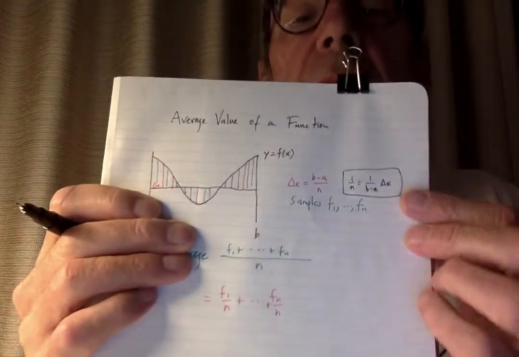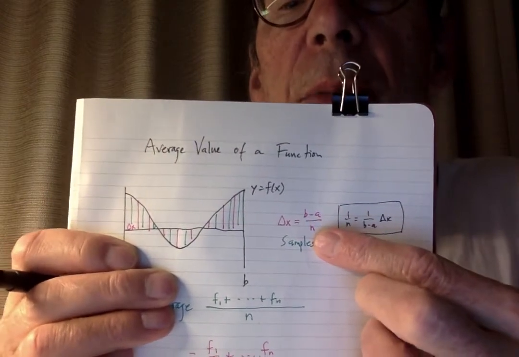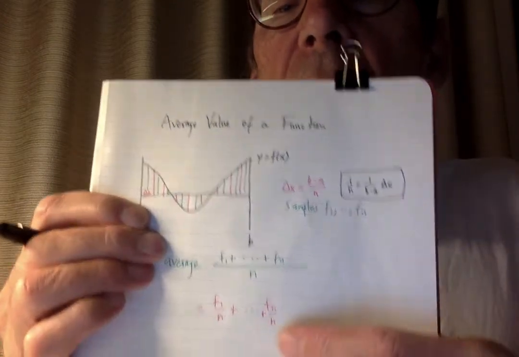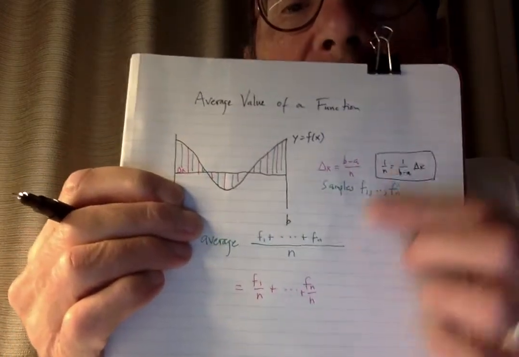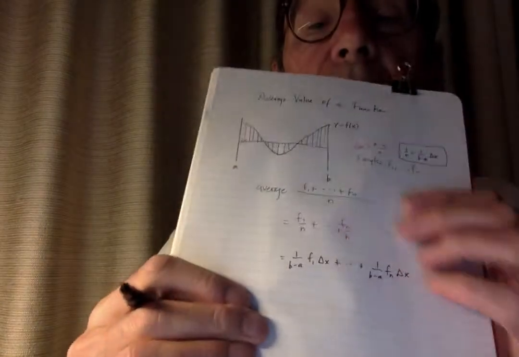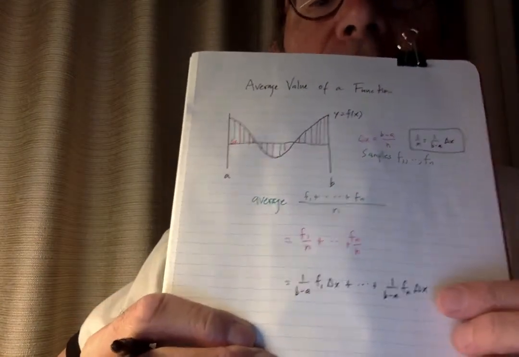And all I've done is taken this and divided both sides by b minus a. So now down here I've got 1 over n, and up here I've got 1 over n. And so the sum becomes 1 over b minus a times f sub 1 times delta x. And you keep doing that in that same pattern. So 1 over b minus a times f sub n times delta x. So we've just done a little bit of algebra, really very, very little algebra.